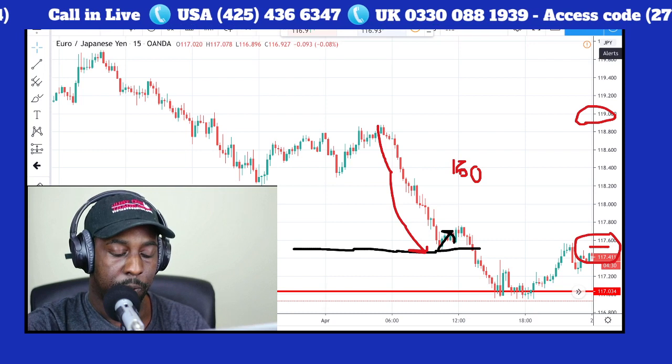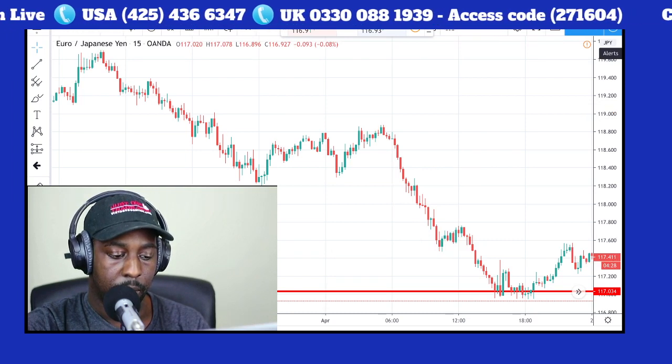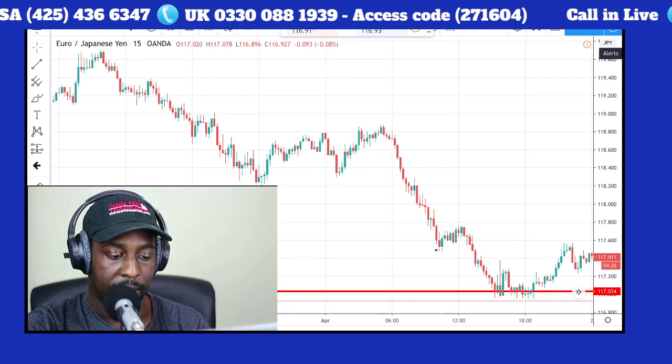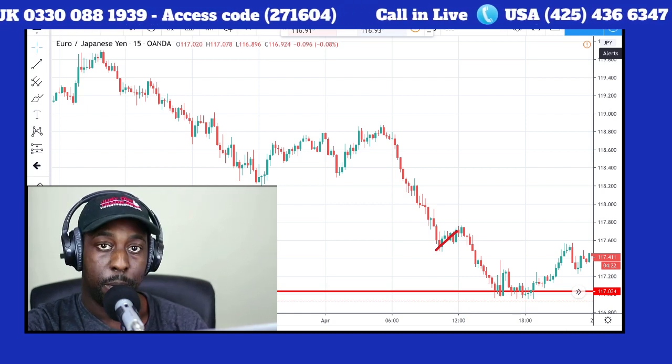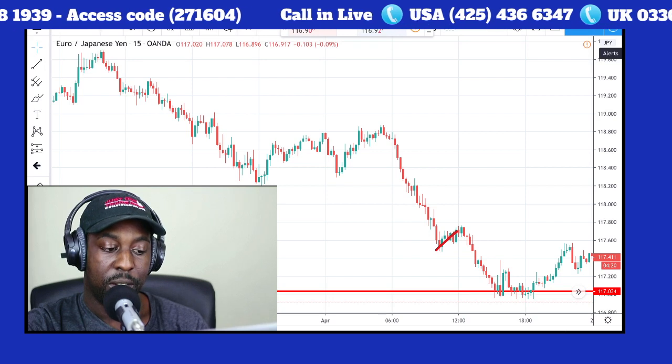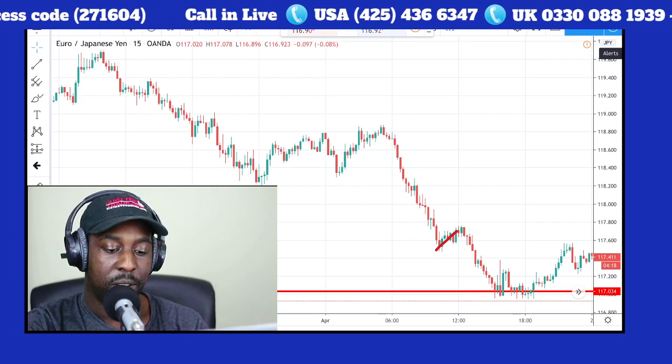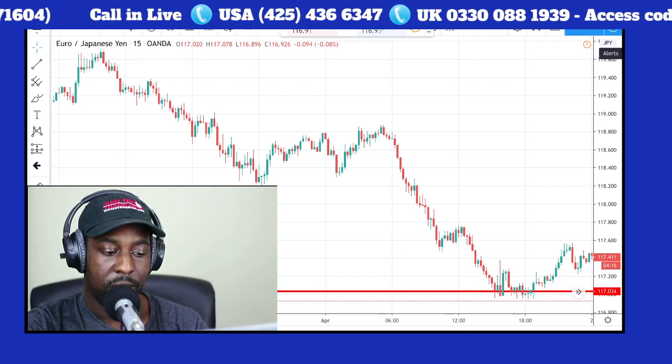And then price pushes back, and it's the exact same thing. You're looking for an opportunity to basically go down. Notice this. This is why I just mentioned all of this. Look, price went straight down.